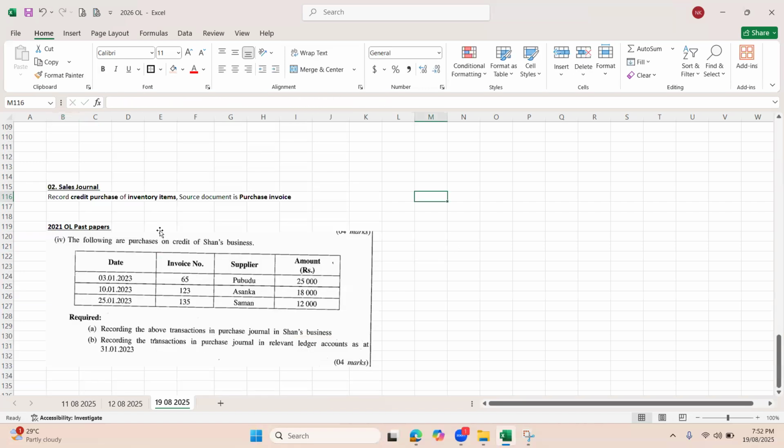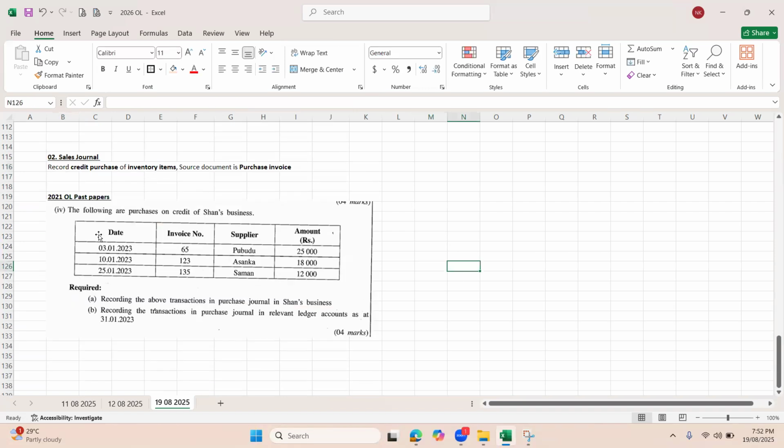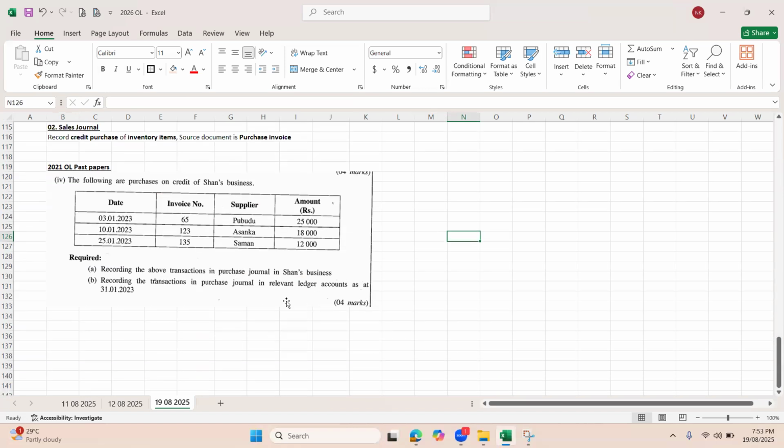So just look at this example, a 2021 O-level past paper question that has been tested. The following are purchases on credit from Sahan's business. They have given just 3 transactions, asking you to record the above transactions in the purchase journal. Then record them in the relevant ledger accounts as at 31st Jan 2023. Then they ask you to do the ledger posting.